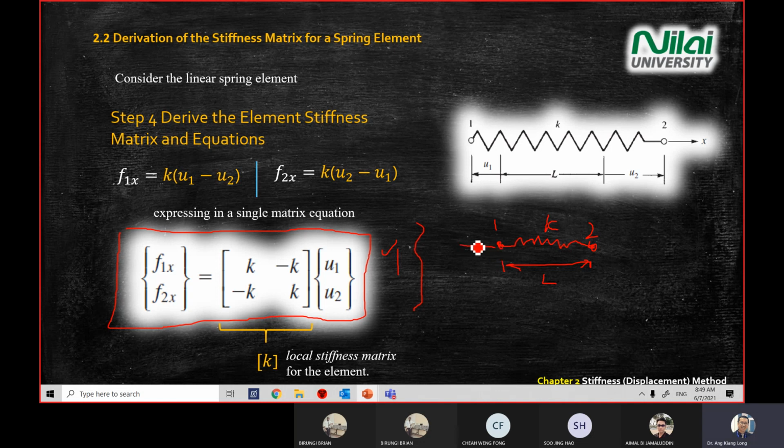And then in this case, the force is going out like that. So you are having this equation. All right. So you have U1 going to the left. That's why you have a negative sign inside the matrix. U2 to the right. Force 1 goes to the left. Force 2 goes to the right.